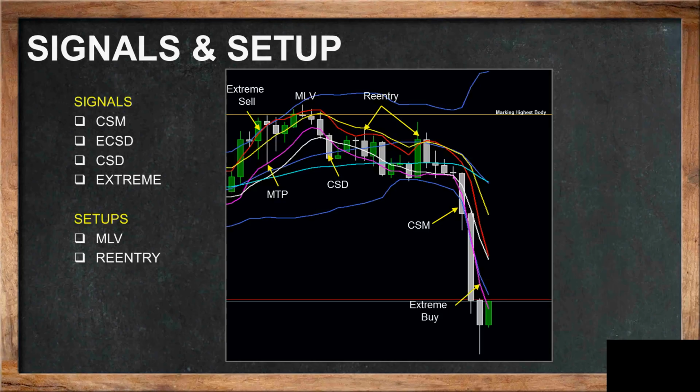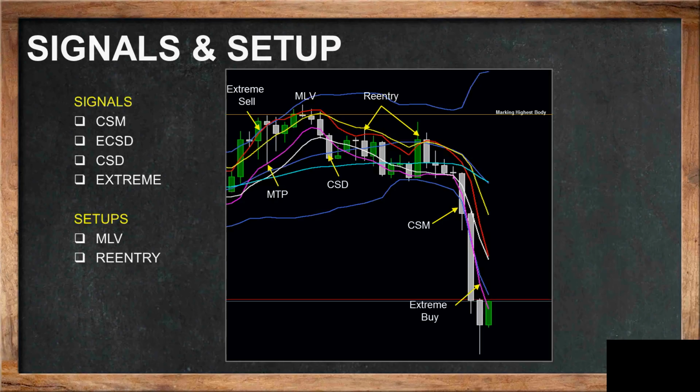There are 3 different types of re-entry. The first is the re-entry after CSD. The second one is the re-entry after CSM, and the third one is re-entry at mid-BB. We'll talk about that later on, and I'll show you some examples. I also talked about extreme signals, so it's really important for you to understand how extreme works. Now we'll talk about MLV and re-entry.